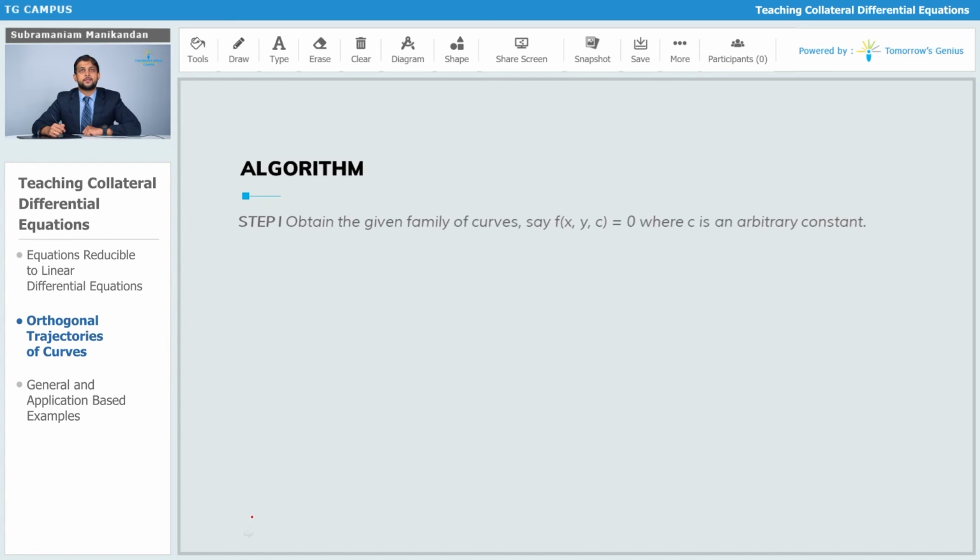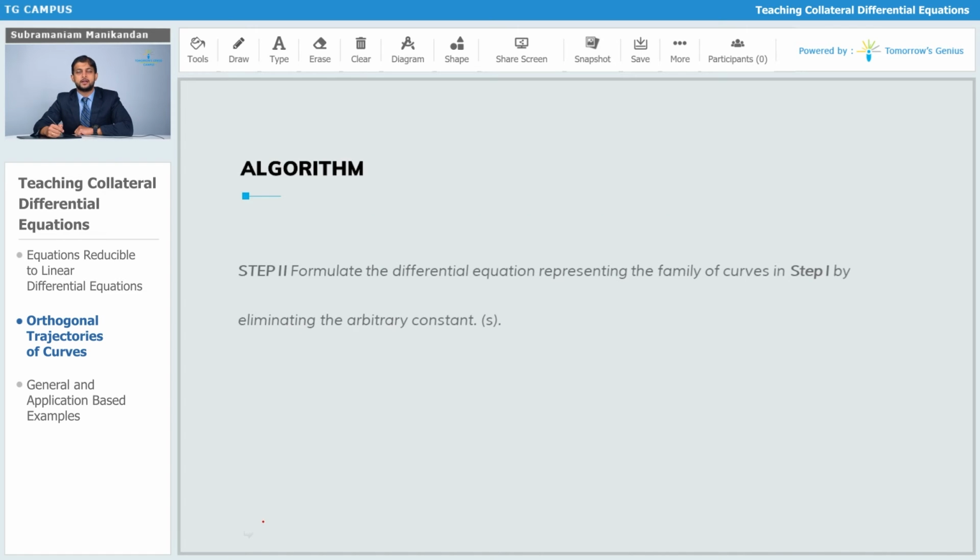Step 1 says obtain the given family of curves, say f of x, y, c equals 0, where c is an arbitrary constant. What do we do with this? Well, in step 2, we formulate a differential equation by eliminating the arbitrary constant. Formulate the differential equation representing the family of curves in step 1 by eliminating the arbitrary constant. So you eliminate the arbitrary constant and you will get a differential equation.